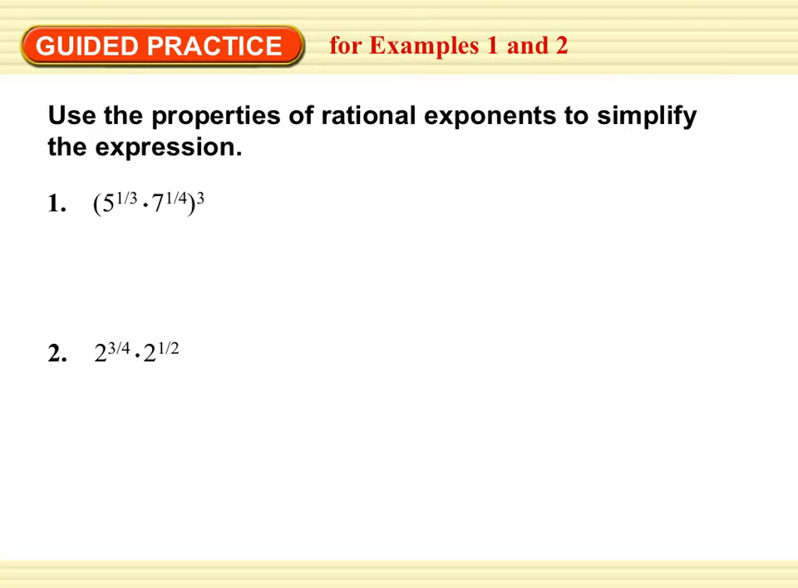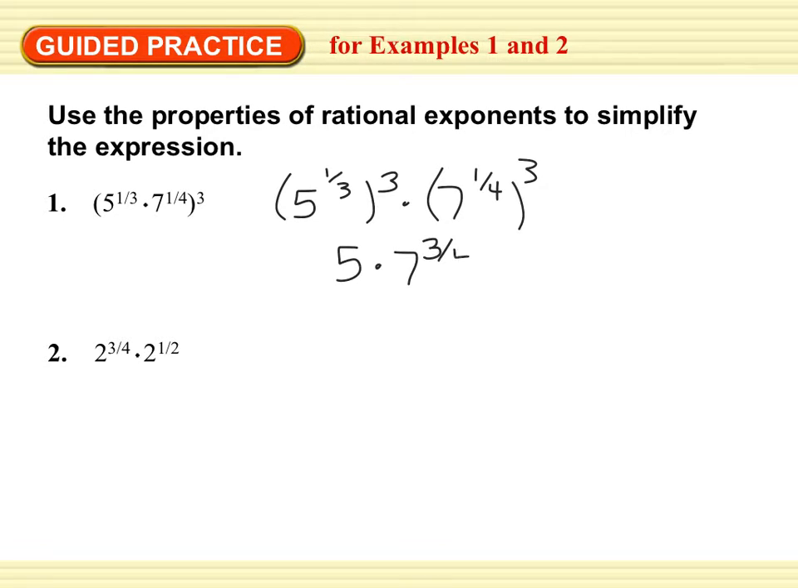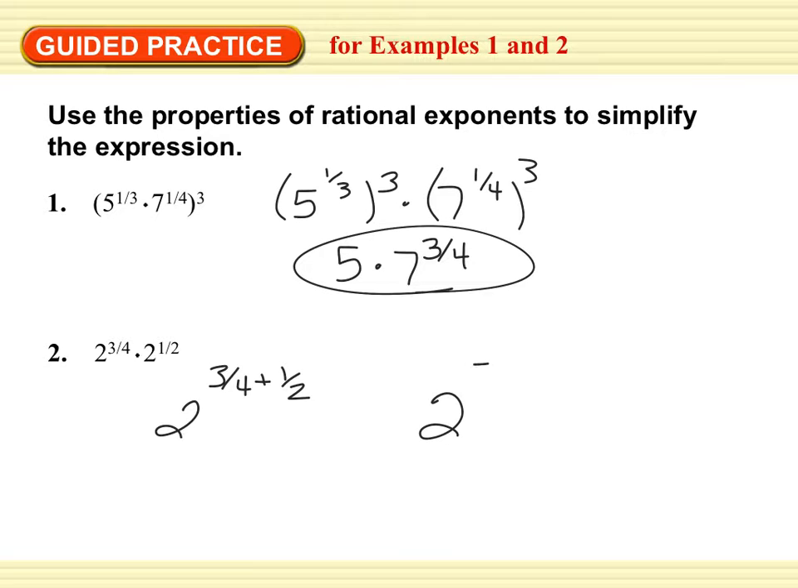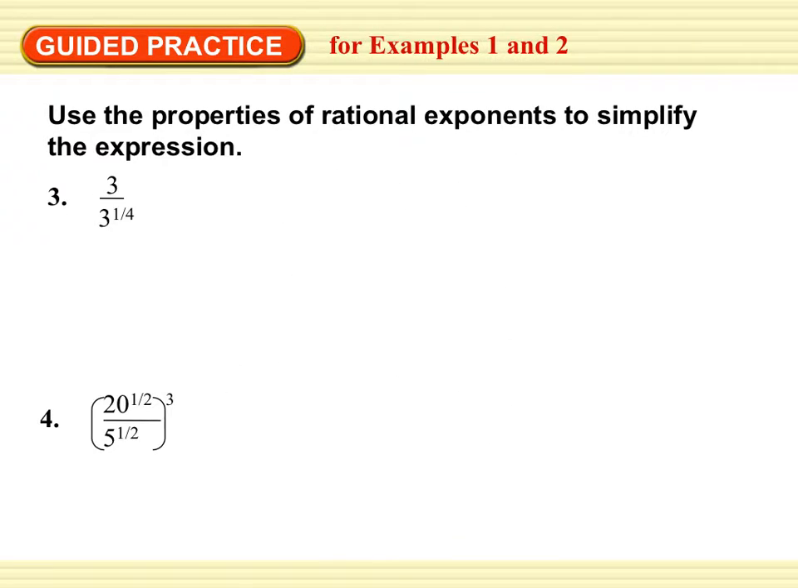Okay, let's practice a little bit. Use the properties of rational exponents to simplify the expression. Again, I'm going to distribute. One-third times 3 is 1, so I get 5 times 7 to the 3/4 as my answer. Here I've got the same base as 2, so I'm going to add 3/4 plus 1/2 and get 2 to the 5/4. Division, this is to the 1st power, so I'm going to take 3 to the 1 minus 1/4, which is 3 to the 3/4.